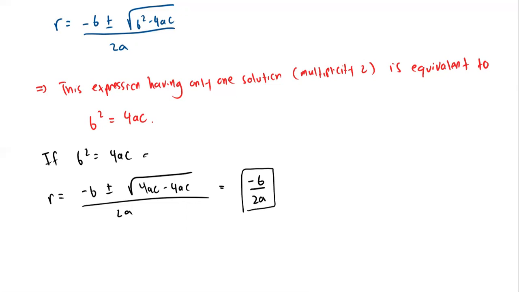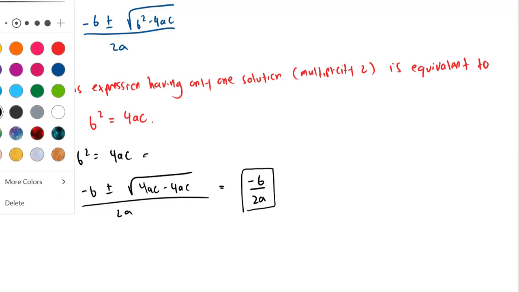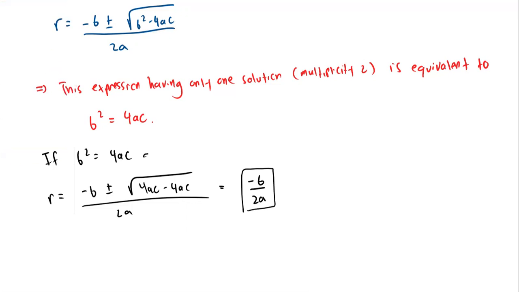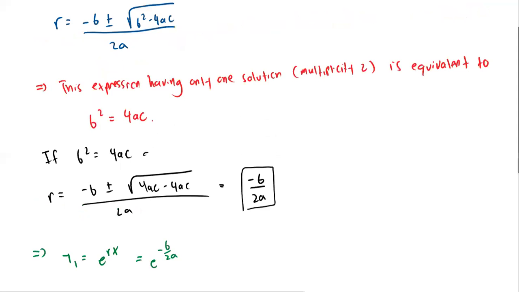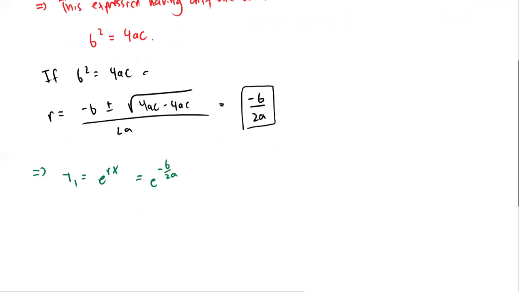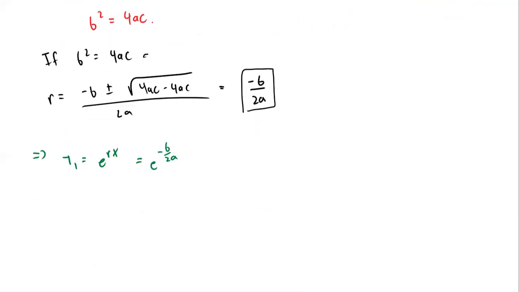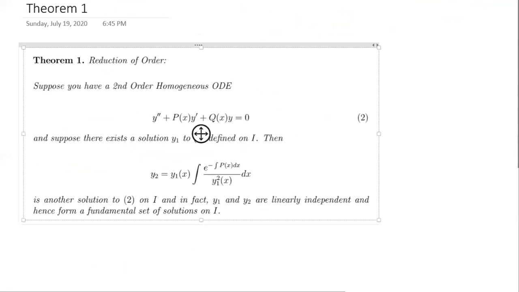So that's bad. Why? Because we want a fundamental set of solutions. So at least we want two solutions, and then we need to check that they're linearly independent, but in this case, we don't even get two solutions. We only get one solution, y1 equals e to the rx, which is e to the negative b over 2a x. So how do we find a second solution? We're kind of stuck. Well, there's actually a way to find a second solution. I'm not going to prove it, but I'm going to show you how to do it. And that's this next theorem.